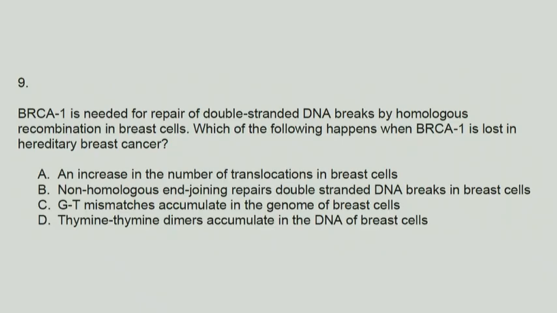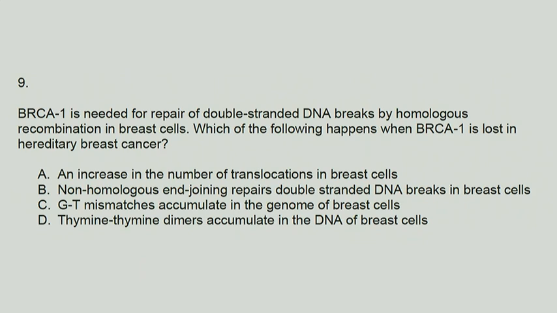Okay. So if BRCA1 is needed for repair of double-stranded DNA breaks by homologous recombination, which of the following happens when you've lost BRCA1 in breast cancer? Would you get an increase in the number of translocations in breast cells? What is a translocation? Yeah, so how might I stitch two chromosomes together?